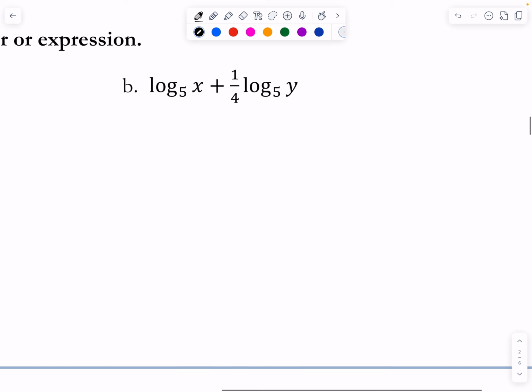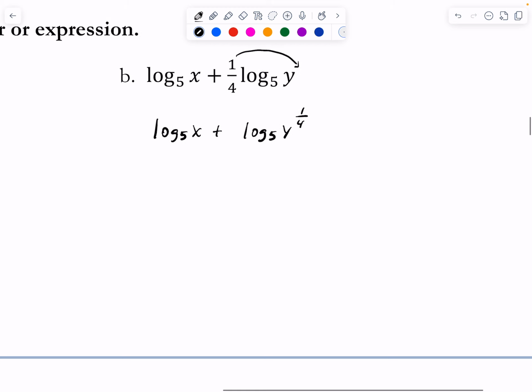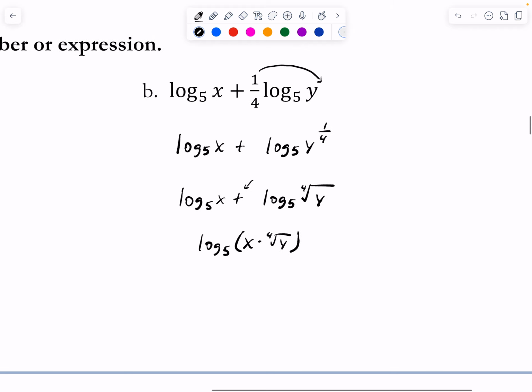Let's try b. Very, very similar. Take this number in front and make it a power. Log base 5 of x plus log base 5 of y to the 1/4 power. I'm going to take a moment and rewrite that power as a radical, right? So raising something to the 1/4 power is the same as the 4th root of y. Now I'm going to put them together with multiplication because I do see addition. So log base 5, and my argument is going to be x times the 4th root of y. So that is one logarithm there.